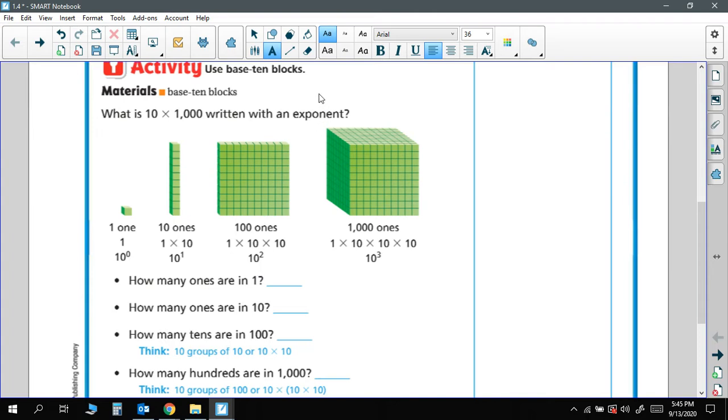Well, there's 1. All right. There's 1. The next question says, how many ones are in 10? Well, think about it. How many of these are in 10? There's 10. And then how many tens are in 100? So how many of these are in 100? Okay, so 1, 2, you could count them if you wanted, but you should know that there are 10.